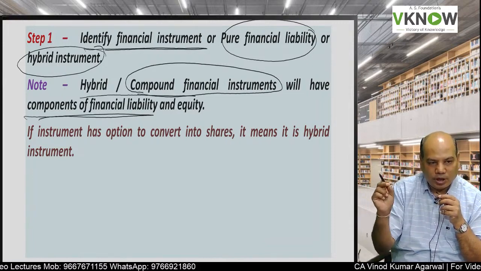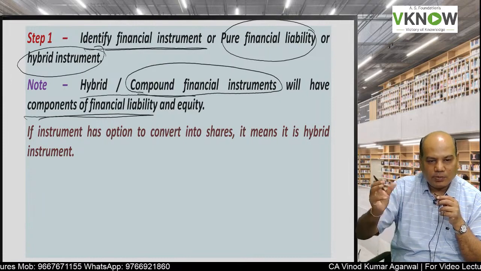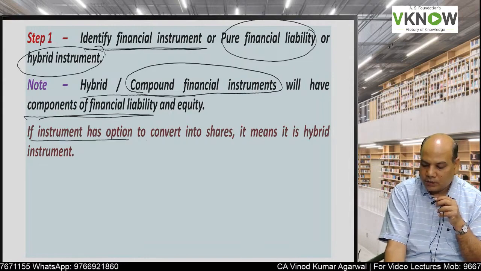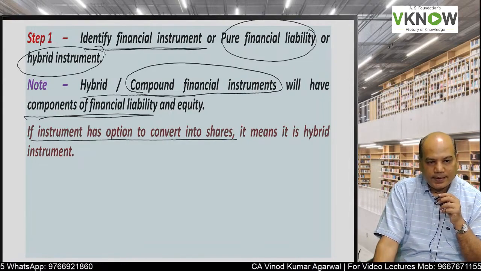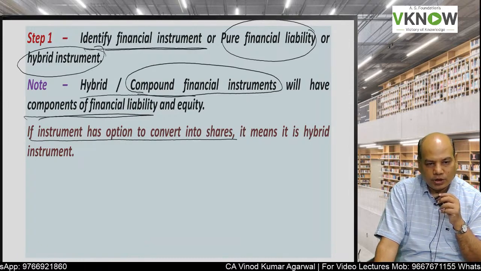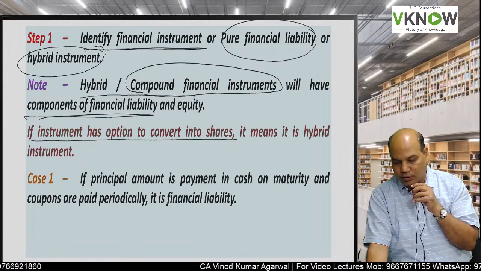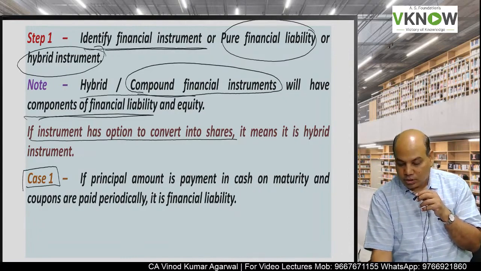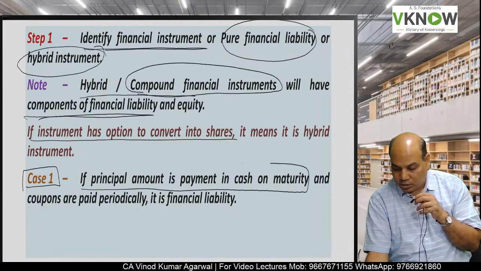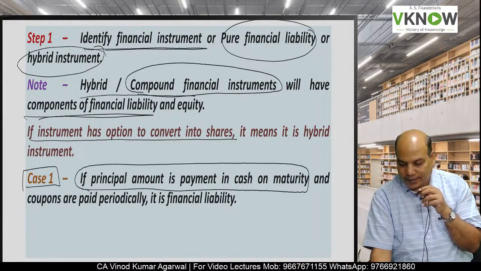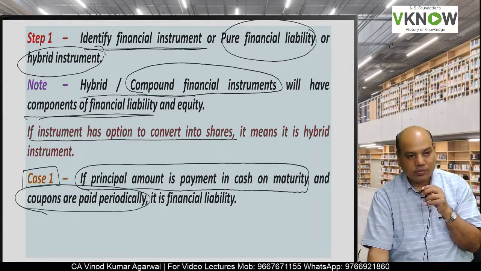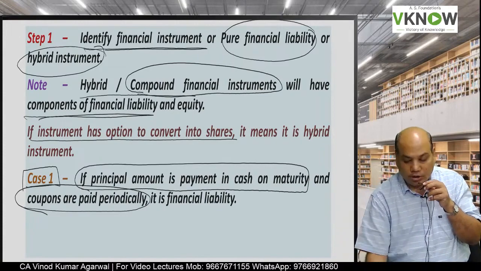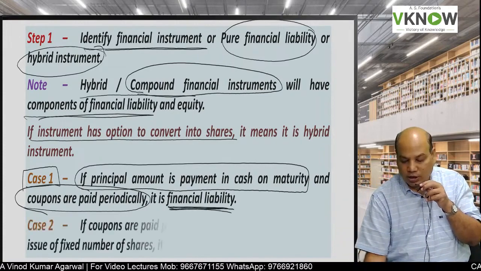The financial liability component will be accounted for as per the standard applicable for financial liability. Equity is not remeasured. If the instrument has an option to convert into shares, if any problem contains an option to convert into shares, then it means it is a hybrid instrument. Case 1. See what kind of question can be asked. If the principal amount is payable on maturity in cash and coupons are paid periodically, so there is only coupon payment and principal payment, but principal is paid in cash on maturity, then it is a pure financial liability.